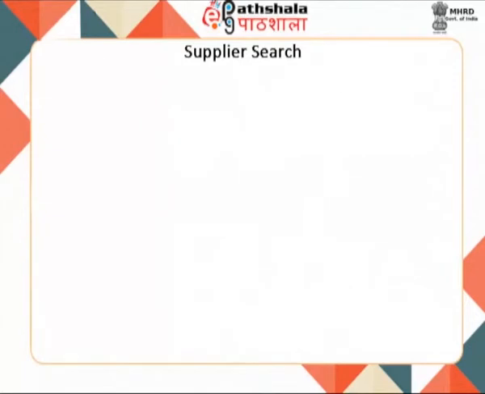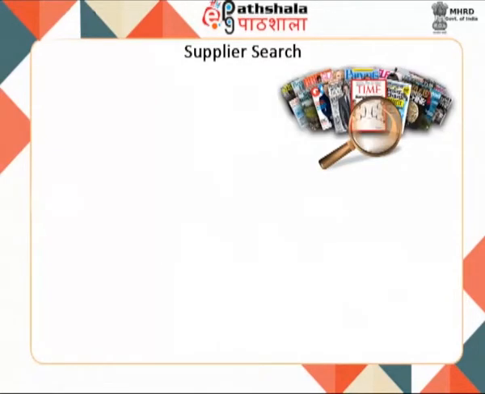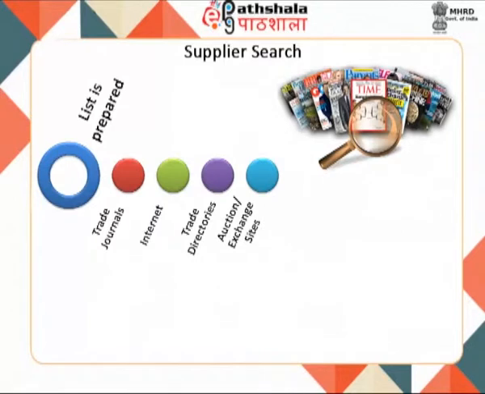The next stage is supplier search. A list of qualified suppliers is prepared through the review of trade journals, internet, trade directories, auction, or exchange sites, etc. Nowadays, e-procurement, that is, online purchasing through websites, is also becoming very popular as it not only saves cost and time but also forges direct relationship.